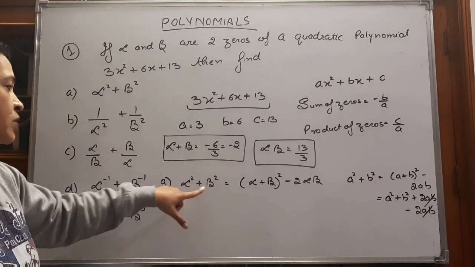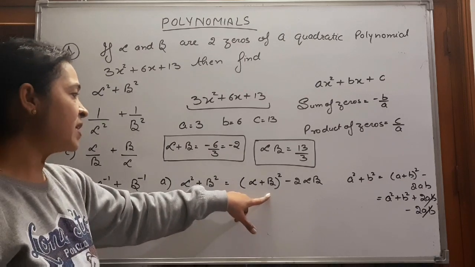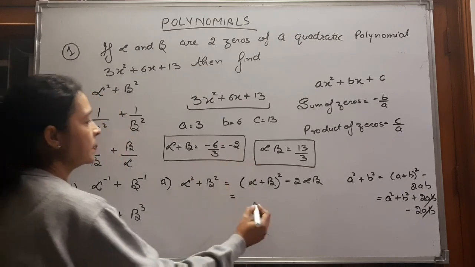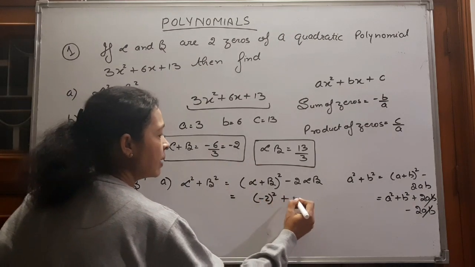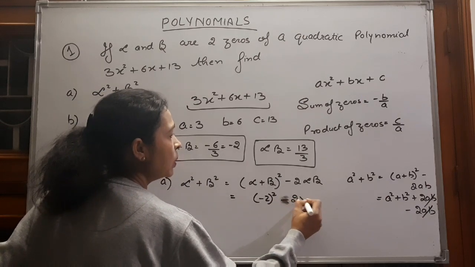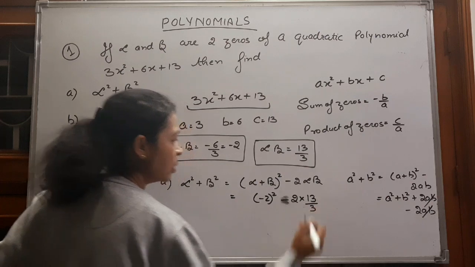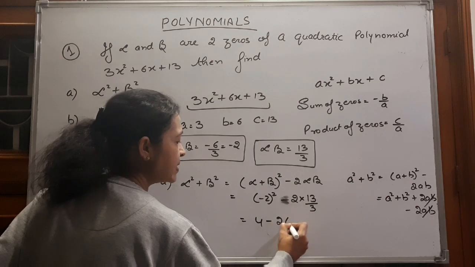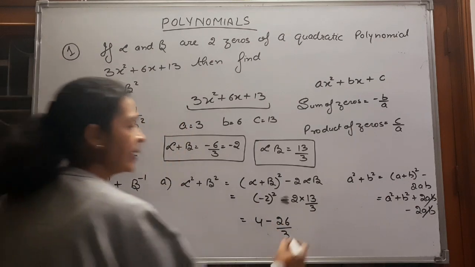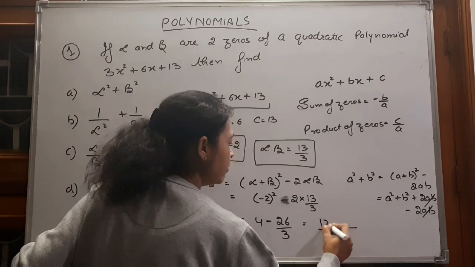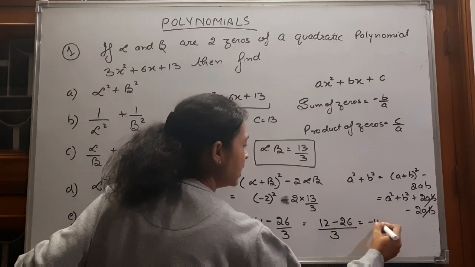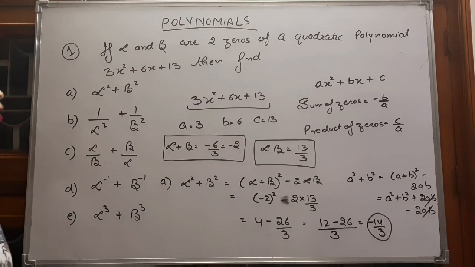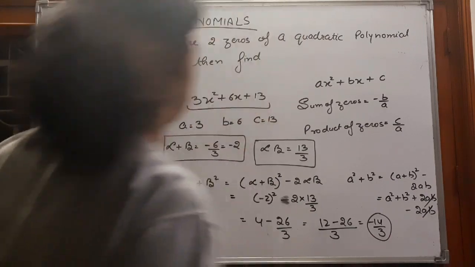In the same way, alpha square plus beta square can be written as alpha plus beta whole square minus 2 times alpha beta. What is alpha plus beta? Minus 2 whole square minus 2 into alpha beta, which is 13 by 3. Minus 2 square is 4 minus 26 by 3. Taking LCM, 12 minus 26, minus 14 by 3 is our answer. This is the answer for the first part. Bachche, pause the video and note it down.